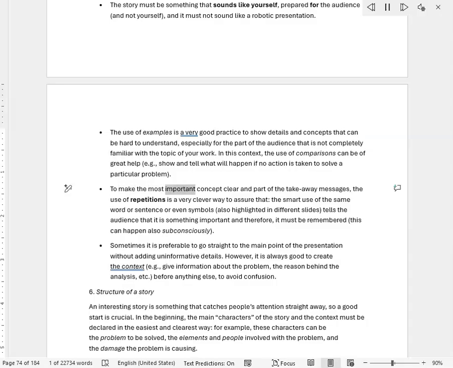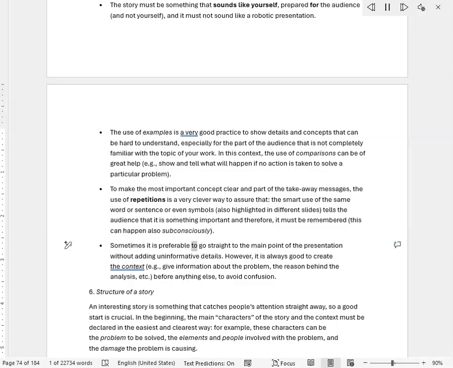To make the most important concept clear and part of the takeaway messages, the use of repetitions is a very clever way to assure that. The smart use of the same word or sentence or even symbols, also highlighted in different slides, tells the audience that it is something important and therefore it must be remembered. This can happen also subconsciously.